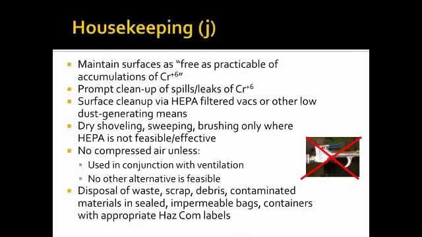Housekeeping, the free is practicable of accumulations of hex chrome. This can be very difficult in a foundry. Certainly your sands and stuff aren't going to have the hex chrome. We're talking primarily about settled fume that may have hex chrome in it. You may want to think about grabbing some bulk samples and having them analyzed to see if there really is even any hex chrome in that settled dust. I've done that, and I just don't see a lot of hex chrome at all in settled dust.